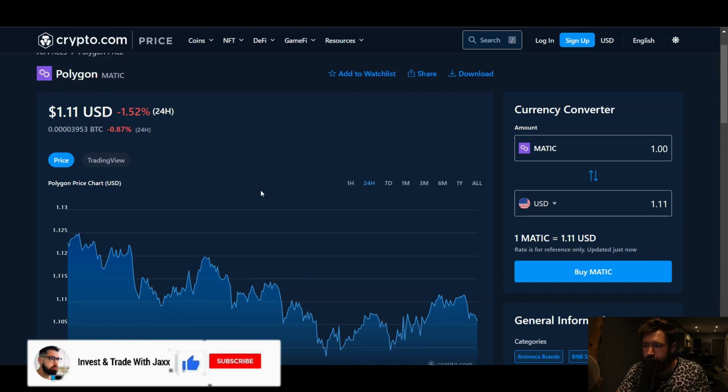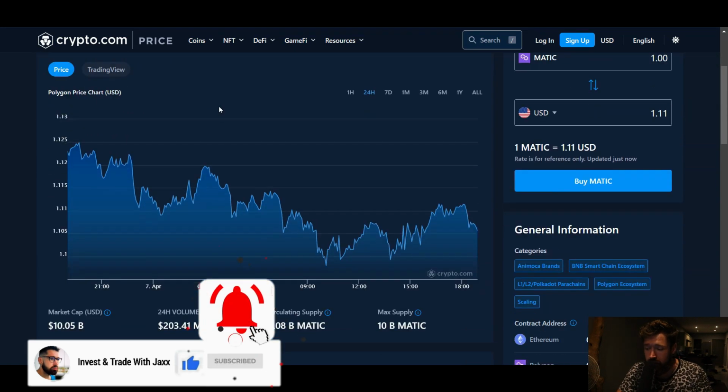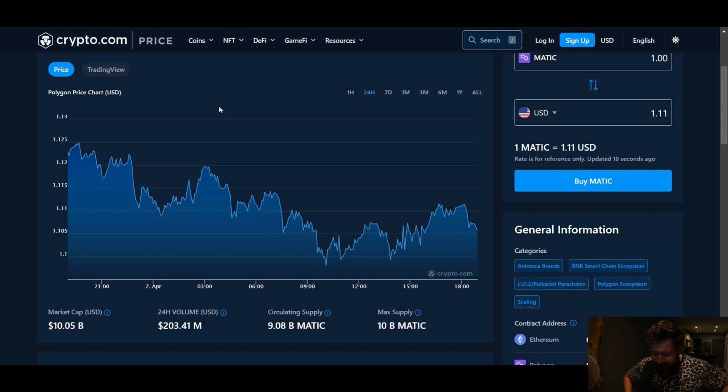So we're gonna go over our friend Matic as well as Ethereum. Currently, we're seeing $1.11, down 1.5% on the day. Seeing market cap of 10.05 billion, 24-hour volume 203 million. So let's hop into the chart.